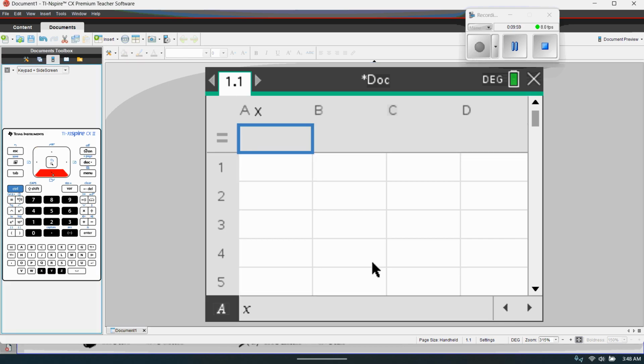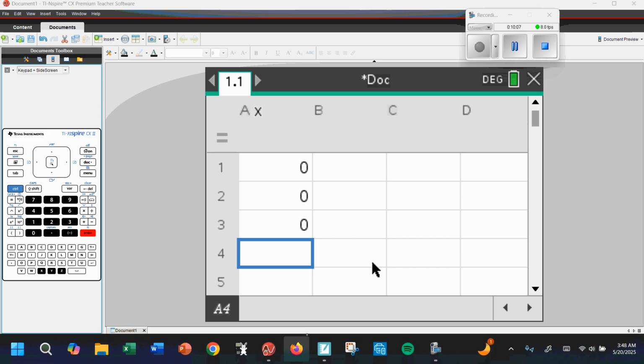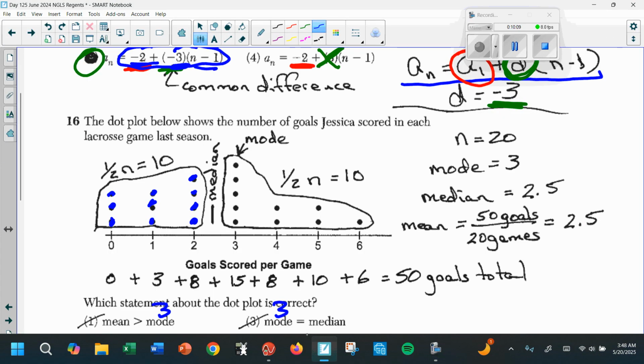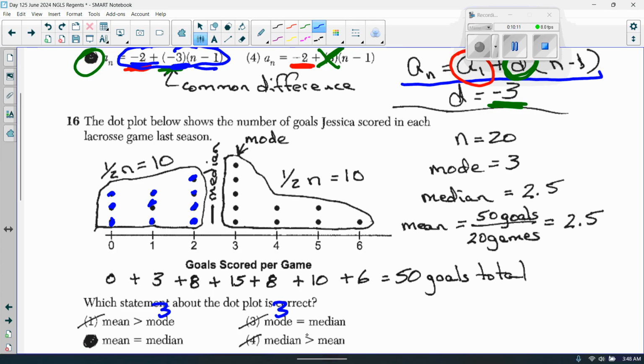Okay, so now we're going to type in all the dots. So there were 3 zeros. 1, 2, 3. Okay, what else we got? We got 3 ones, 4 twos. Let's keep that going. What does it do?